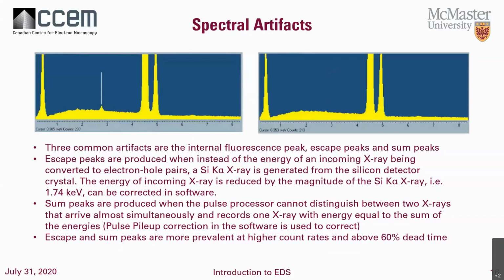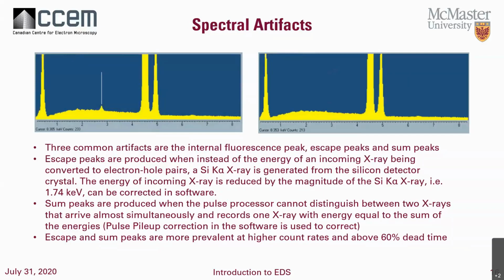Some peaks also, the newer software corrects. You'll usually see it referred to as pulse pileup correction. This happens when you get two X-rays coming in simultaneously into the X-ray detector, and it records one X-ray energy signal with both energies. So it could be the same X-ray, or it could be two different energy X-rays that do this.